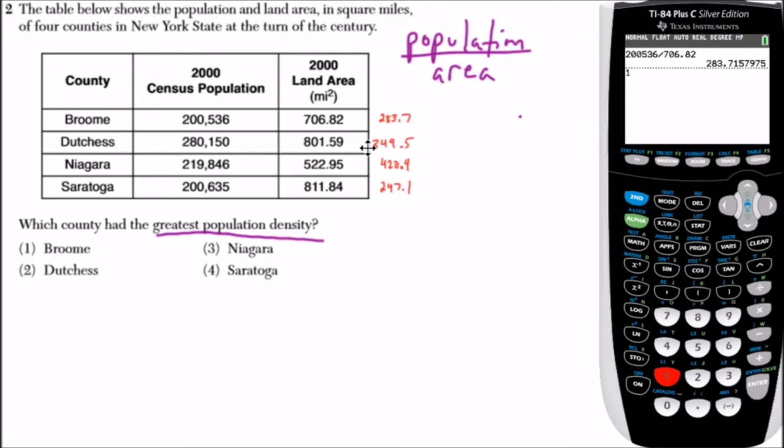And if you do that for the other sections as well, for Dutchess, Niagara, and Saratoga County, you should have these quantities when you divide these populations by the respective land area. So all we're looking for is which one is the greatest. So that's going to be for Niagara County. So question 2, we're going with choice 3 here.